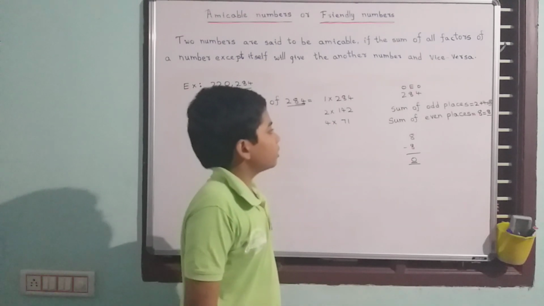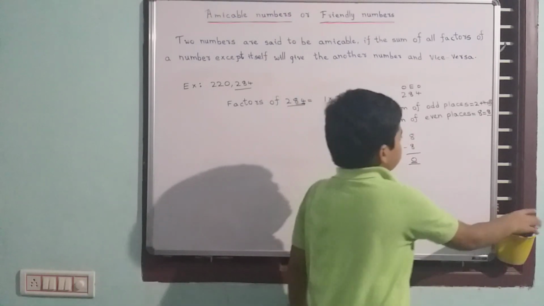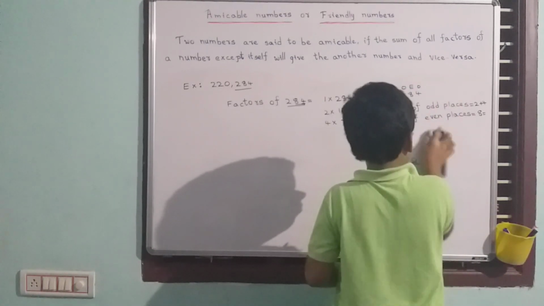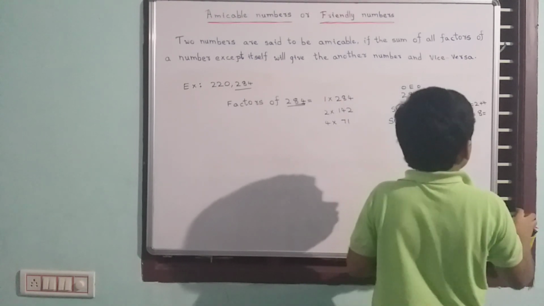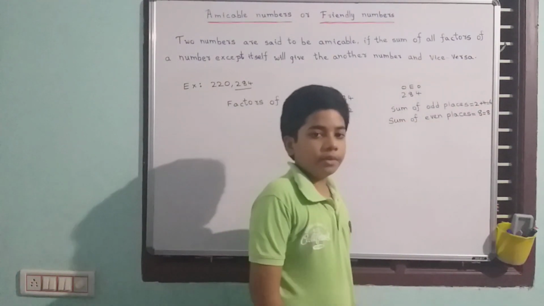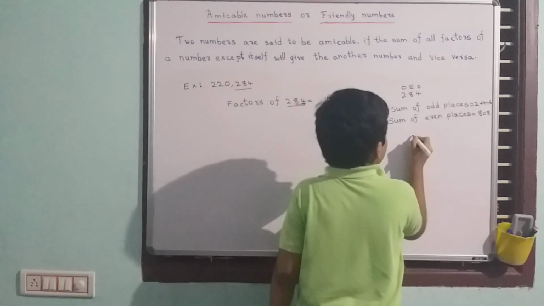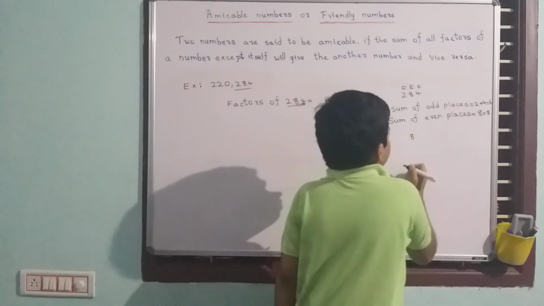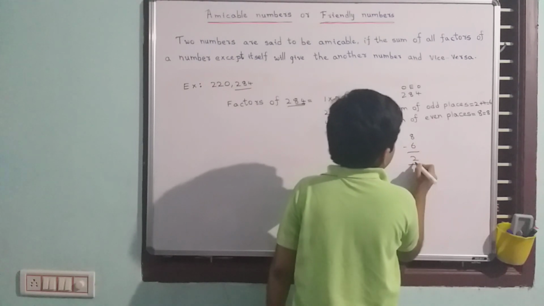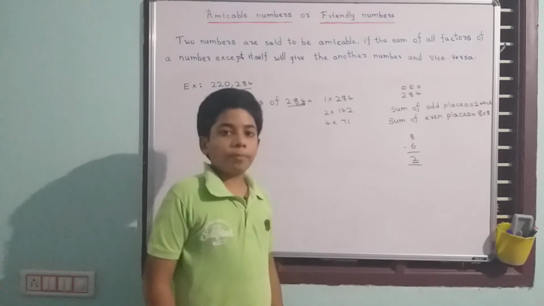I'm sorry. 2 plus 4 is 6. The sum of odd places is 6 and the sum of even places is 8. Now we have to find the difference between odd places and even places. 8 minus 6, 2. 2 is not divisible by 11. So 11 is not a factor of 284.